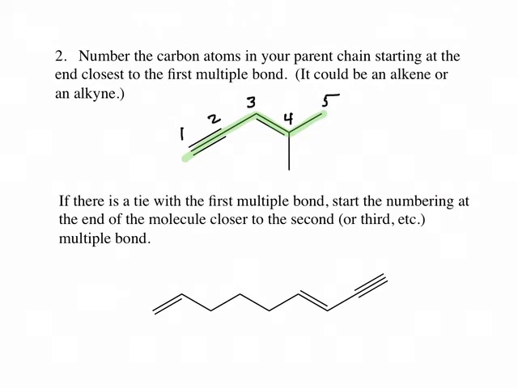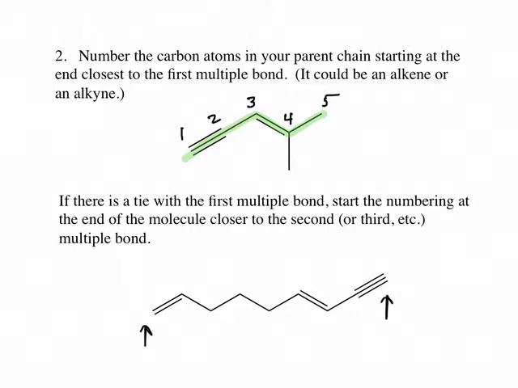Now let's say when you do this that there's a tie at the first multiple bond, like this second molecule that we have right here. If I start at this end, I'm starting at number 1. If I start over here at this end, I'm starting at number 1. So I have to break this tie.